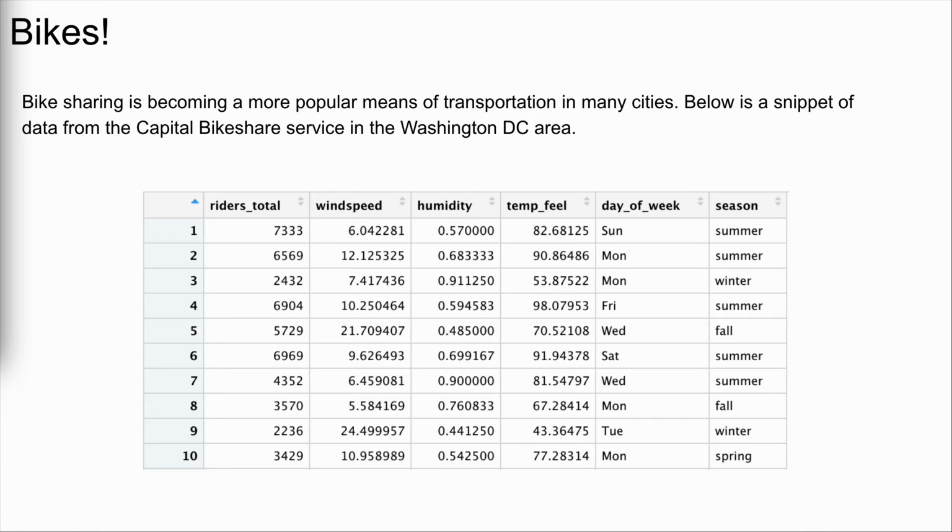Consider some context. Bike sharing is becoming a more popular means of transportation in many cities. Shown here is a snippet of data from the Capital Bike Share service in the Washington, D.C. area. Each row here represents a different day, and the variables measured on each day, the columns here, include information about ridership on that day, in the riders total column, as well as weather factors such as wind speed, humidity, and the feels-like temperature, as well as two pieces of information about timing, so the day of the week and the season.